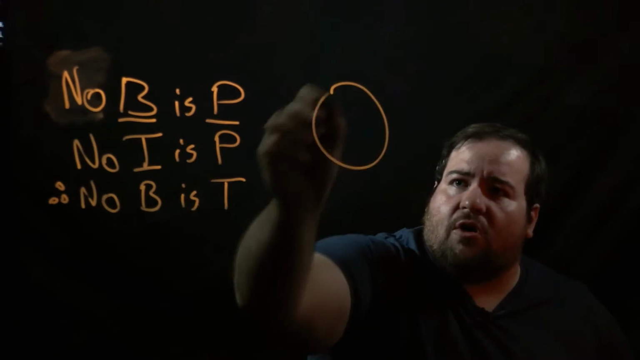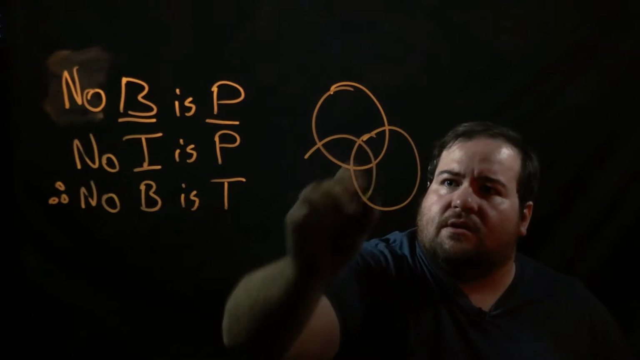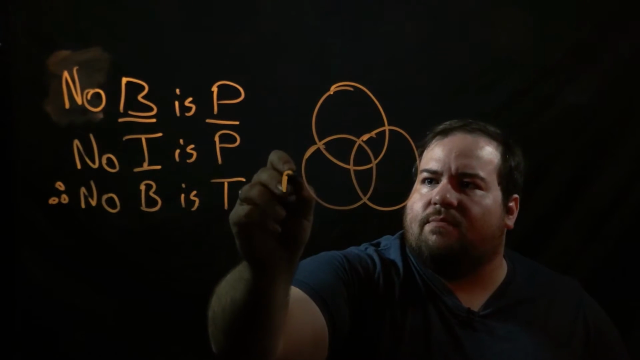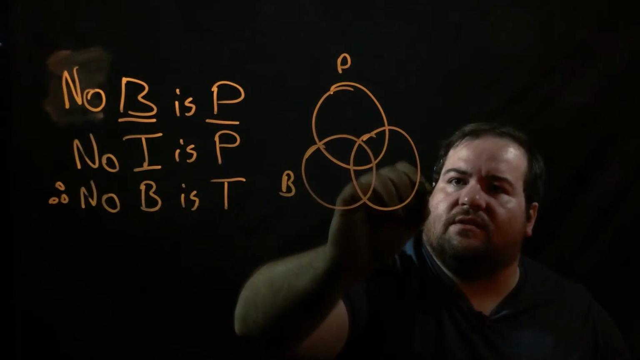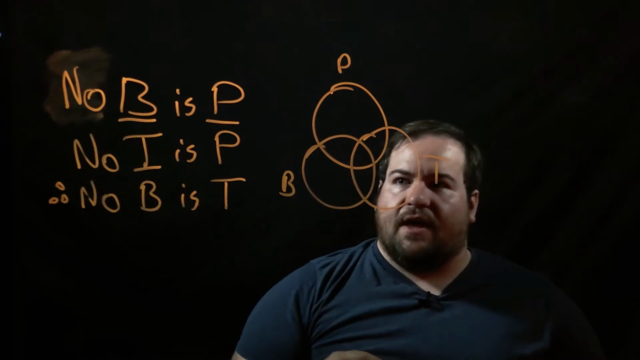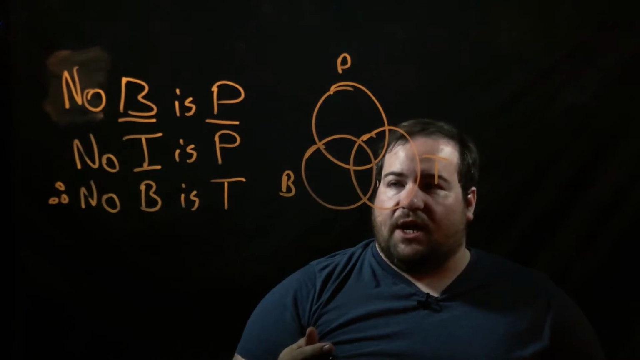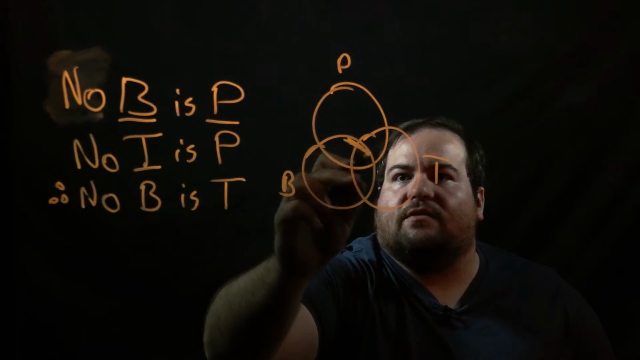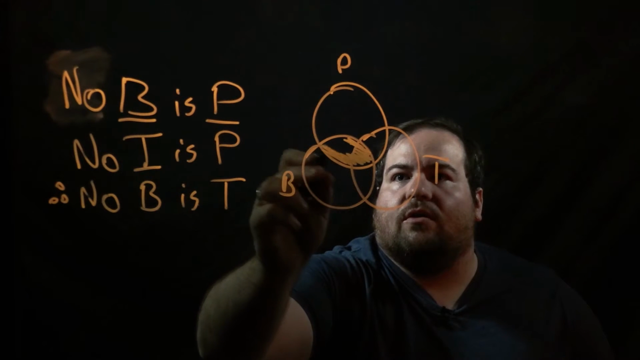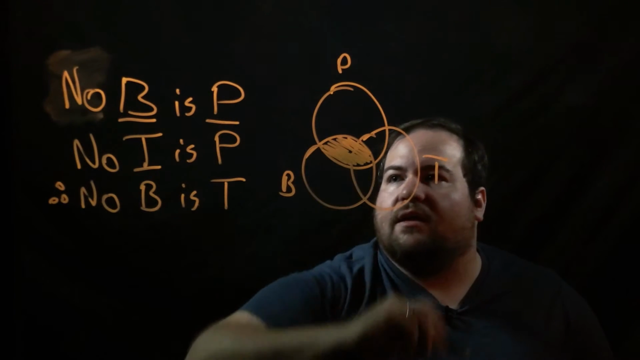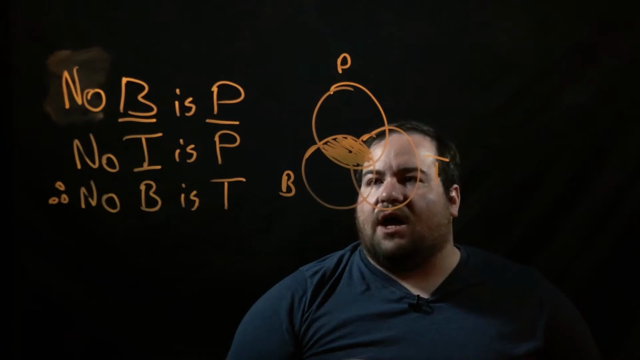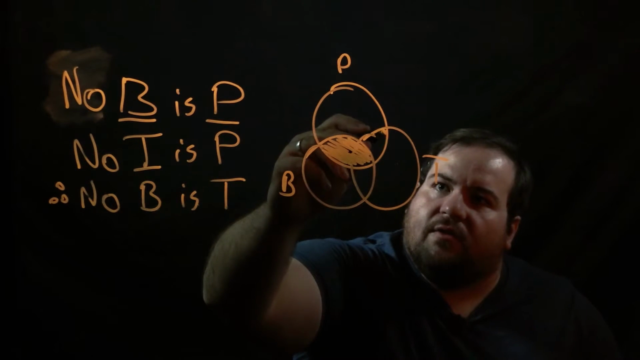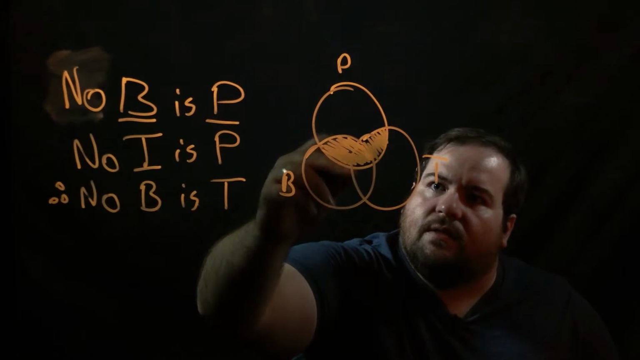We draw our three circles. We label them burrito, perfect, and taco. And then what do we do? We shade. So no burrito is perfect. That means that I color in this area right here, like that. And then no taco is perfect, so I color in this area as well.